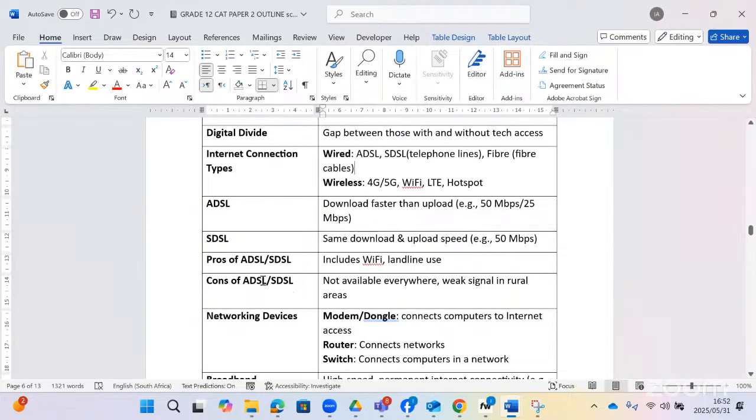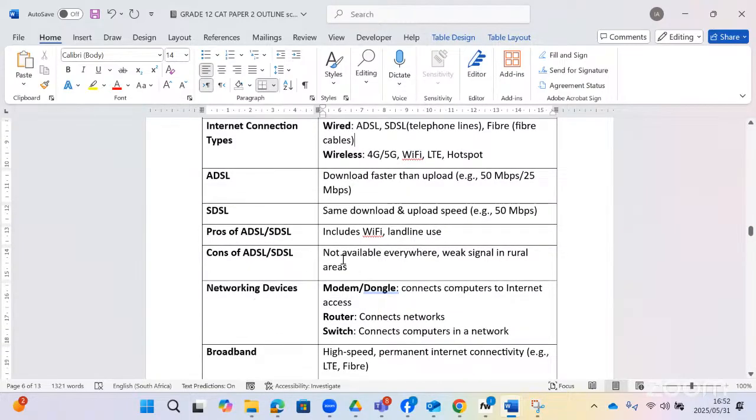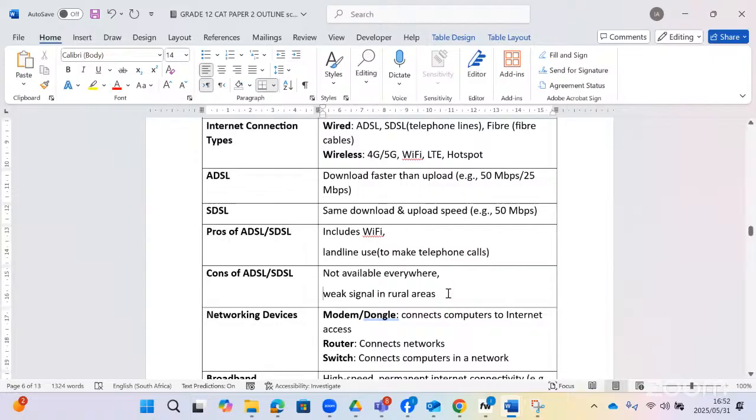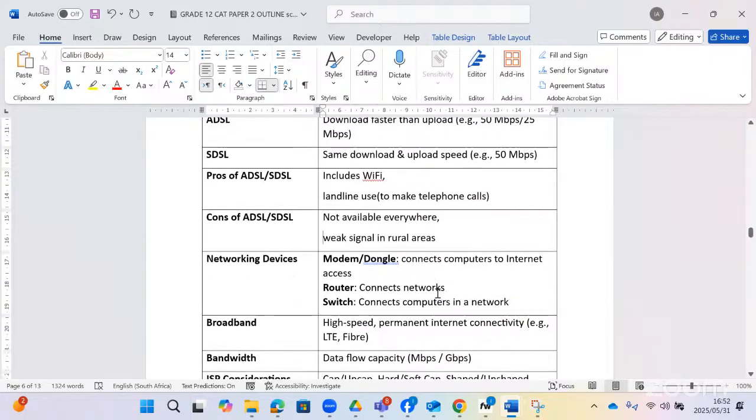Then you must know the advantages and disadvantages of these two. ADSL's advantages include Wi-Fi, and they use a landline. Also, you can use it to make telephone calls. Right. They include Wi-Fi, but their disadvantages are that they might not be in your area, and rural areas can also be weaker. Right. So you have to take note of this. At least you must know two.